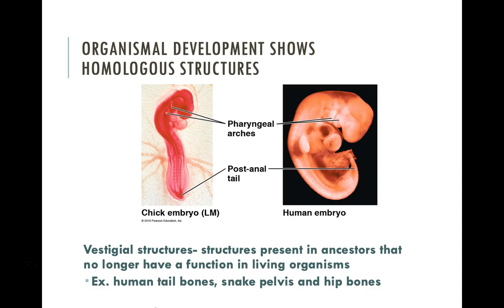Snakes still have a pelvis and hip bones, but they don't have any legs. So there really hasn't been any reason to lose the pelvis and the hip bones, so they still have them, even though they're not actually using them for legs.